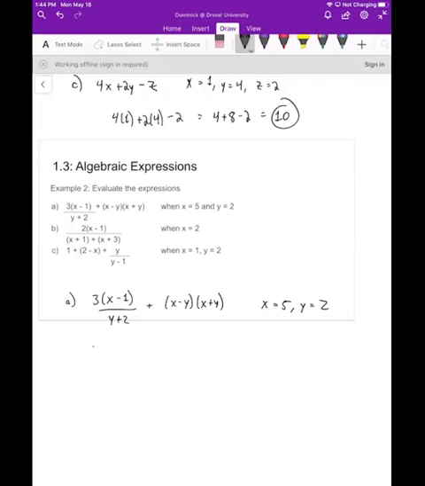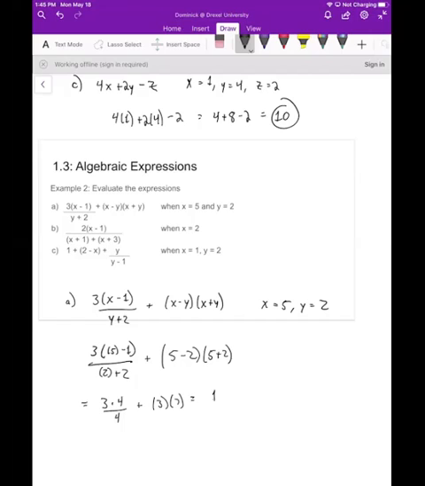All right, so we get a 3, x is 5 minus 1, over y, which is 2, plus 2, plus, and then we get a 5 minus 2, and then a 5 plus 2. So if we simplify, this is going to be 3 times, and then 5 minus 1 would be 4, over 2 plus 2, which is just 4. And then plus 5 minus 2, which is 3, and 5 plus 2, which is 7.